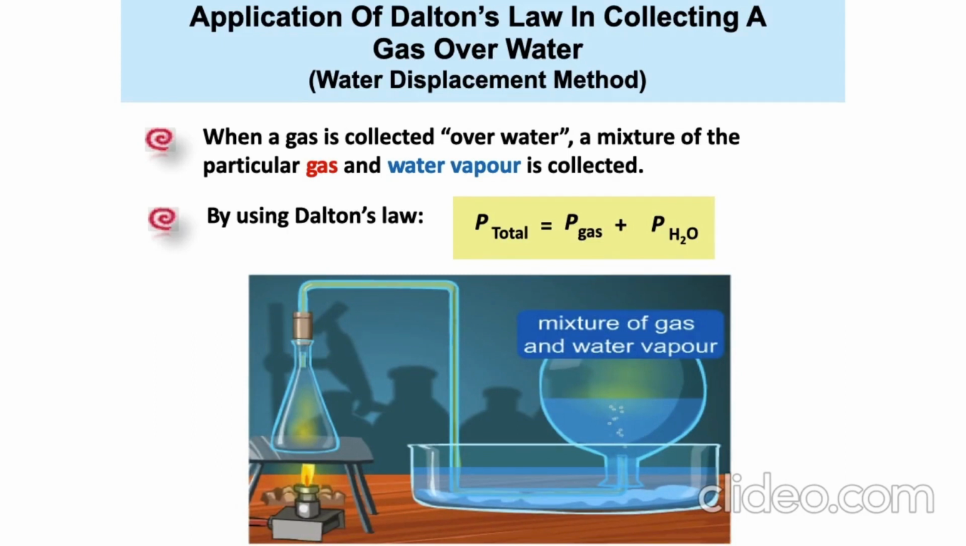From this picture, let's say we have a substance combusted in a conical flask and the gas is released into the round bottom flask. Above the water, there is a mixture of the gas and water vapor, and P total equals P gas plus P H2O.